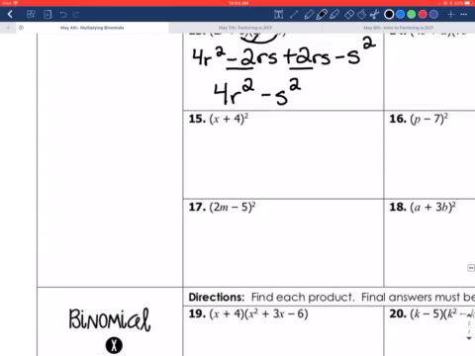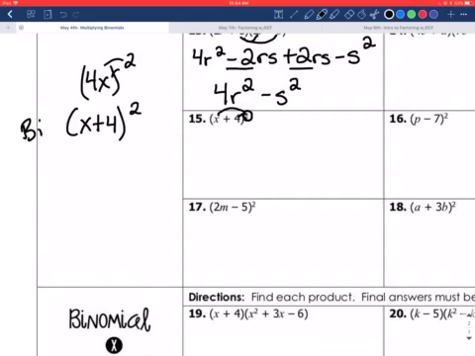For 15, be very careful with this. A lot of times people will take this 2 and try and distribute to both of them. If this was a 4x, then yes, you would take this 2 and do 4 to the second power and x to the second power. However, this is different. This is x plus 4, where this is a binomial and this is a monomial.